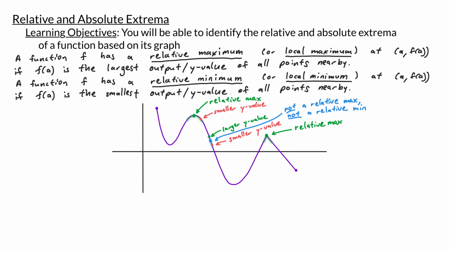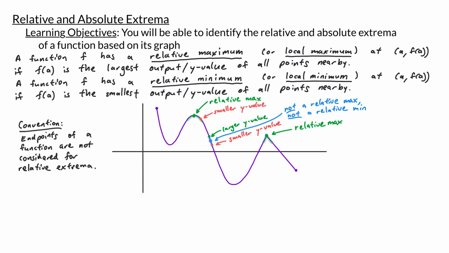Now, you might ask yourselves, is this left end point here also a relative maximum? While it does fit the description that we've mentioned in the beginning, this is not considered a relative maximum. It is a convention that we go by that endpoints of a function are not considered for relative extrema. So our two endpoints, the endpoint on the left and the endpoint on the right, will never be considered as a relative maximum or minimum.